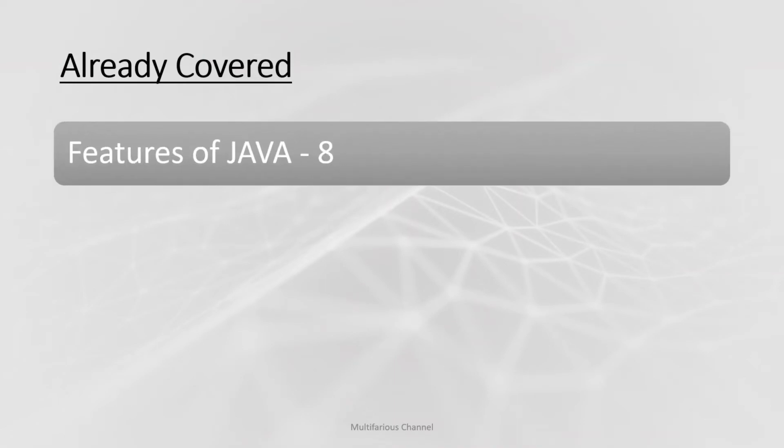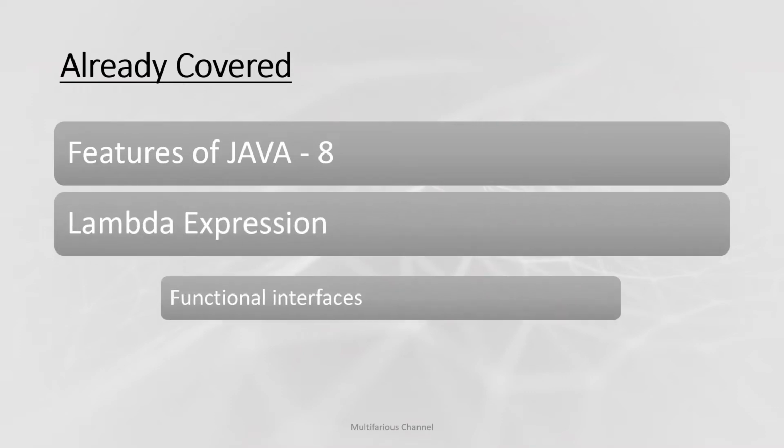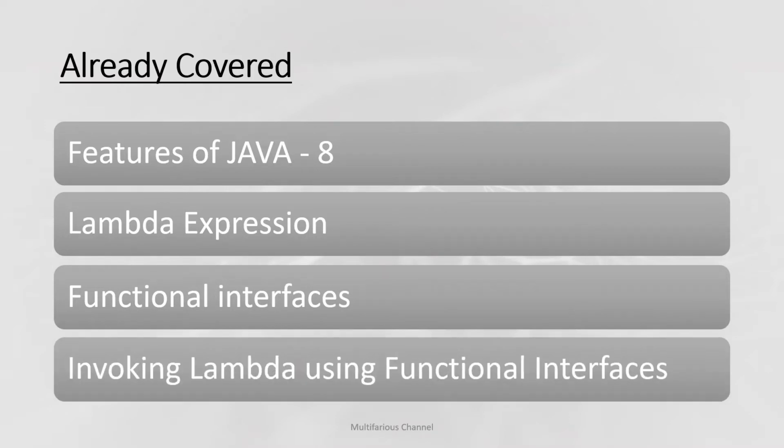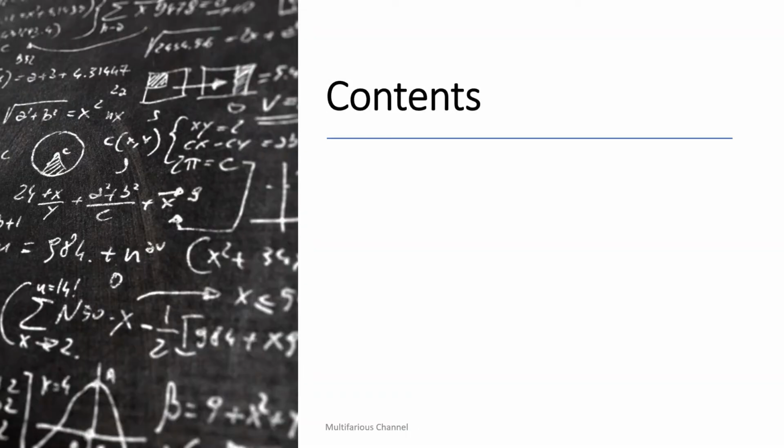So far, in the previous videos, we have covered the features that are introduced in Java 8. We have learned some of the features like Lambda expression and functional interfaces. In our last video, we learned how we can invoke a Lambda expression using the functional interface. In case you have missed it, please click on the link mentioned in the I button. So in this video, we'll see some more examples of Lambda expression using the functional interface.